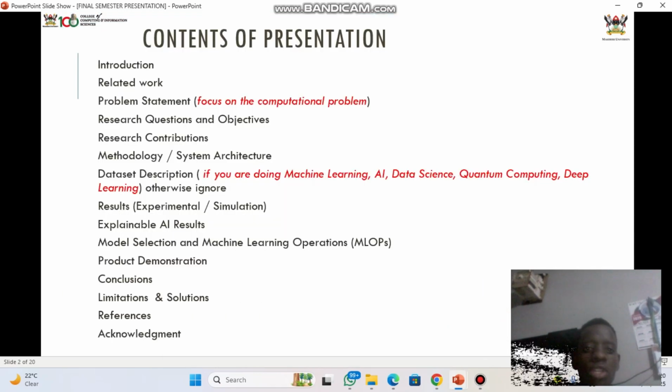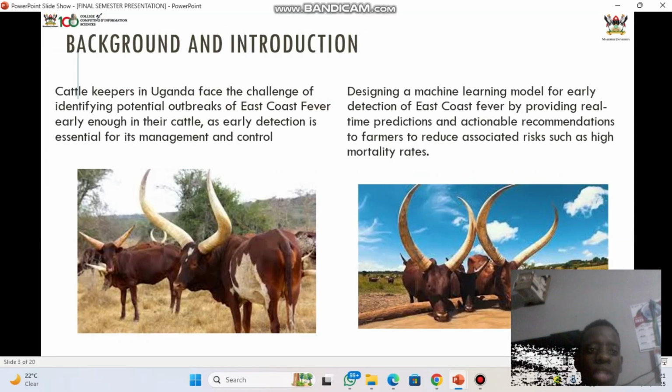We're doing graph-based registration for unsupervised East Coast fever detection. We're going to start with the background in the introduction.